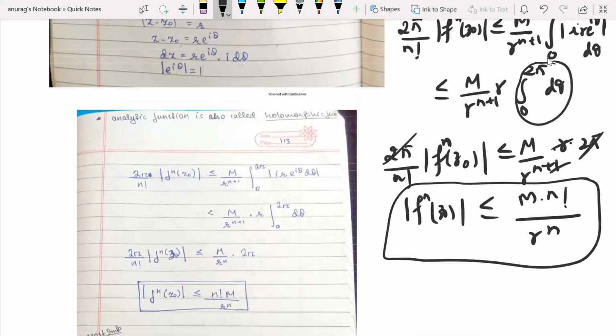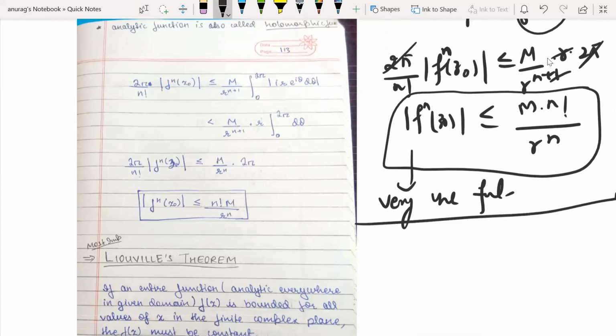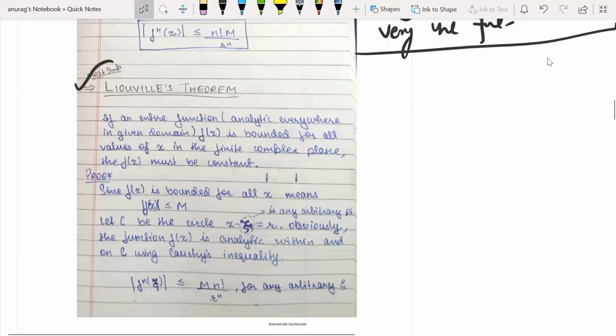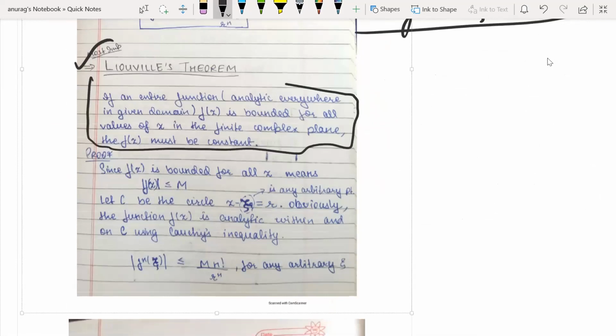This is called Cauchy inequality, and this is actually very useful. This is a very useful result. I will use this result in the next theorem. That theorem is called Liouville theorem. What is Liouville theorem? Its statement is important, but I'm going to prove it here also for your better understanding.